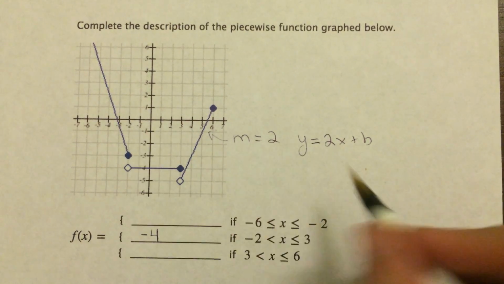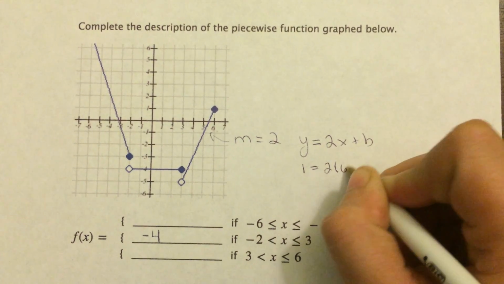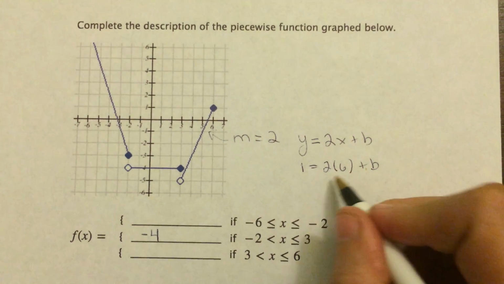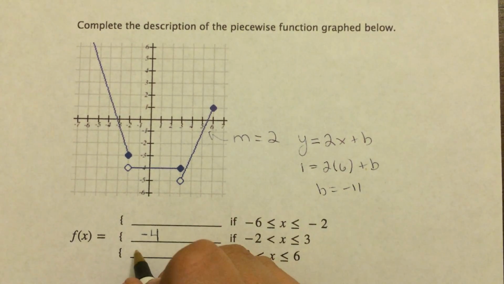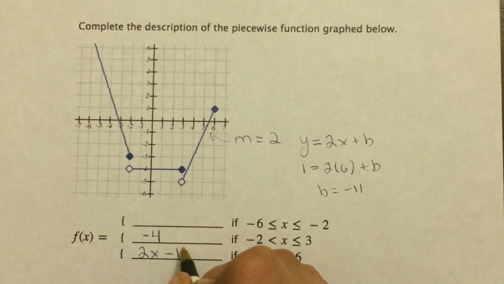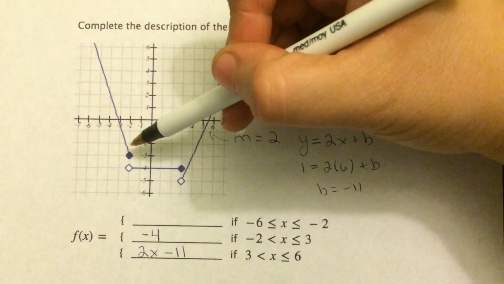So I'm going to use (6, 1). So 1 equals 2 times 6 plus b. Solving for b, I'm going to get -11. Okay, so the equation of this line is 2x minus 11. All right, now this one, the slope is a little harder to see.